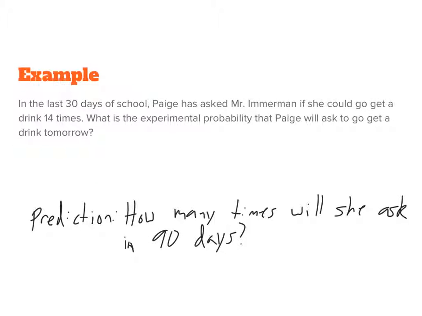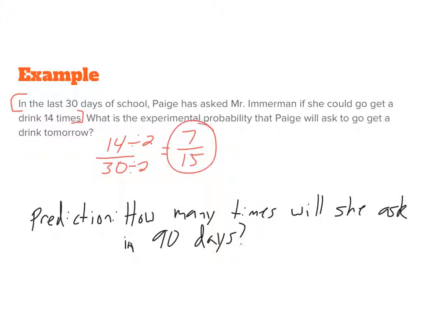In the last 30 days of school, Paige has asked Mr. Immerman if she could go get a drink 14 times. Again, that is our experiment. What is the experimental probability that Paige will ask to go get a drink tomorrow? Well, once again, we had 30 days for our experiment, and 14 times she asked to go get a drink. So we're at 14 over 30. We can simplify this down by taking a 2 out of both. So the experimental probability is 7 out of 15.